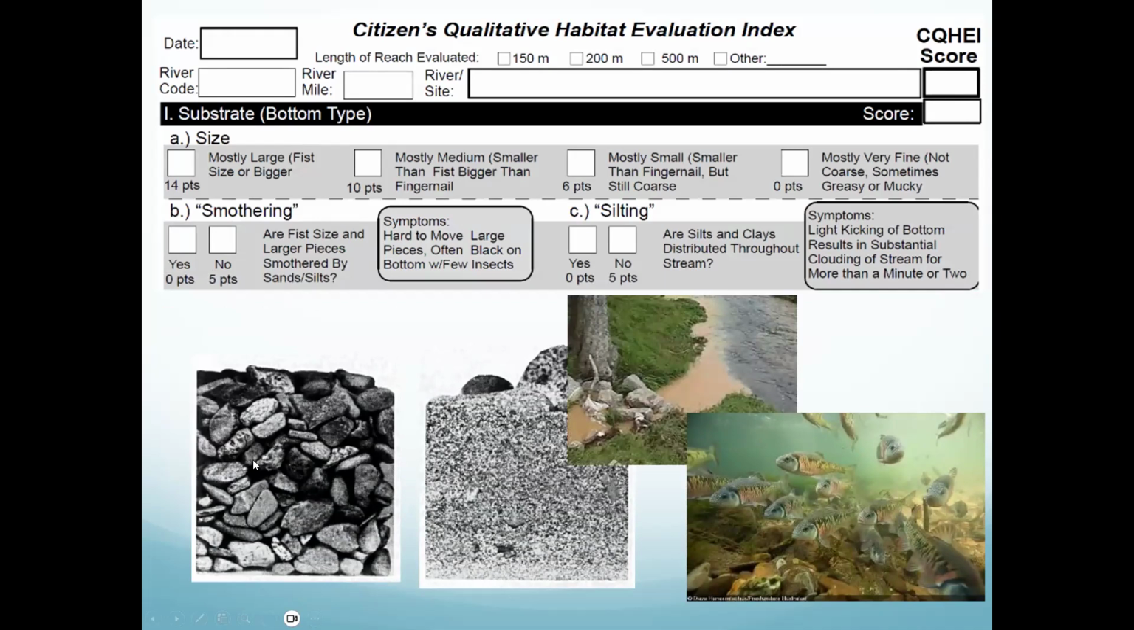And these are a couple more examples. So this one on the left shows if there's a layer of silt on top, that is smothering, versus your large substrates being on the top and then those finer ones on the bottom. We see some siltation of that stream going into the river, and then some shiners on the bottom.